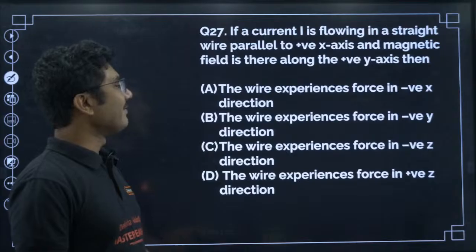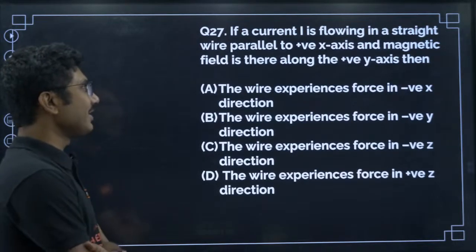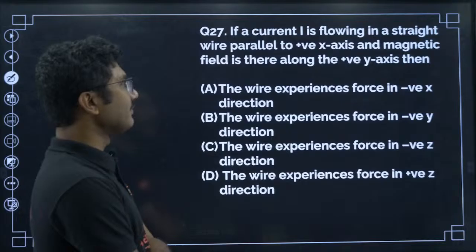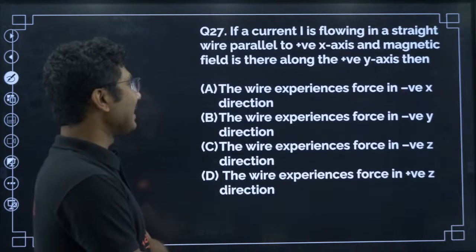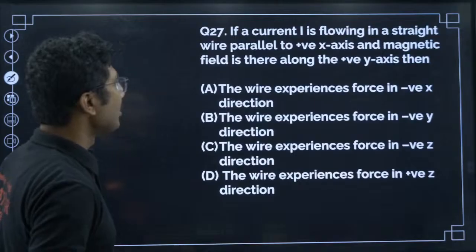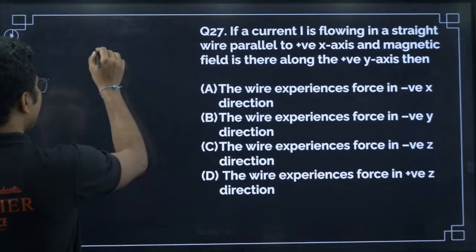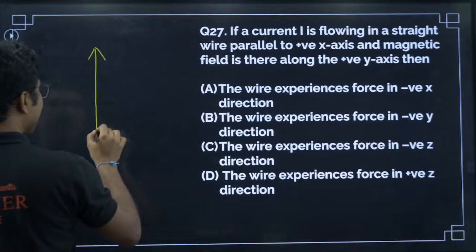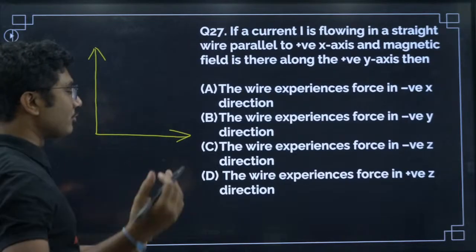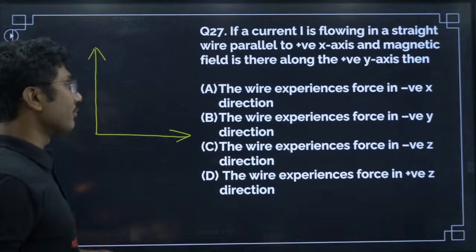Now, let us see the 27th question. If a current I is flowing in a straight wire parallel to the positive x axis and a magnetic field is there along the positive y axis, then... Now these three questions are from moving charges and magnetism. Otherwise I will quickly complete it and we will move towards the numerical section very soon. Three more questions.